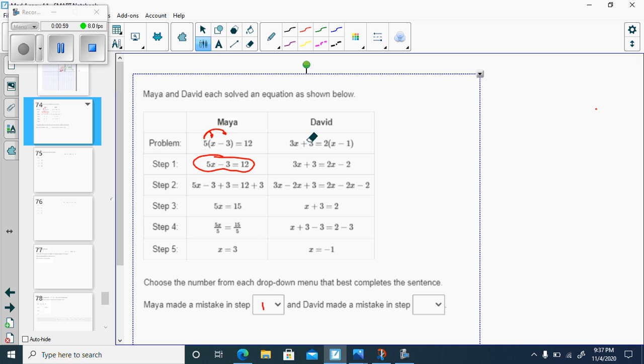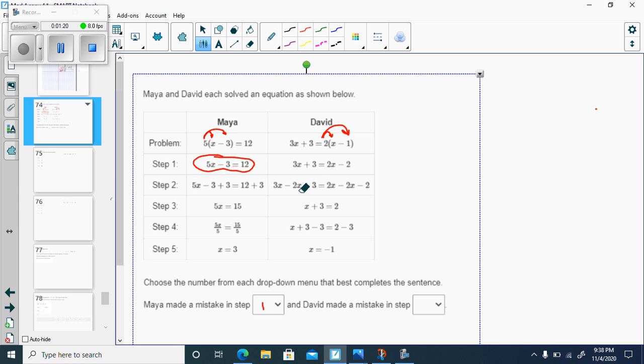Let's look at David. 3x plus 3 is equal to 2 times x minus 1. We need to use the distributive property here. So we got 3x plus 3 is equal to 2 times x, which is 2x, 2 times negative 1, which is negative 2. So this step is correct. Now let's see what we're going to do.